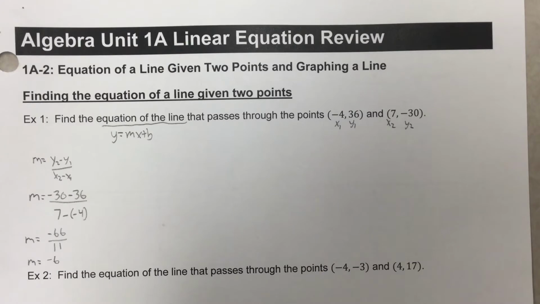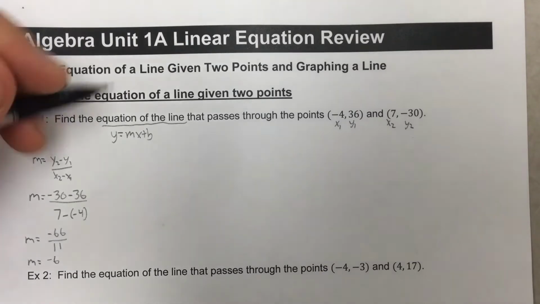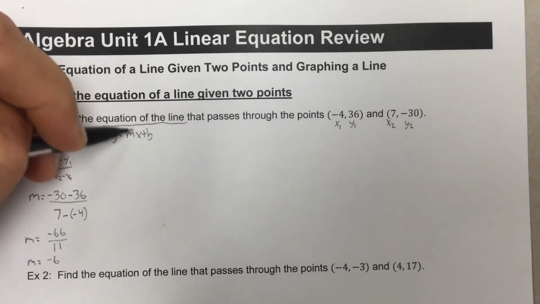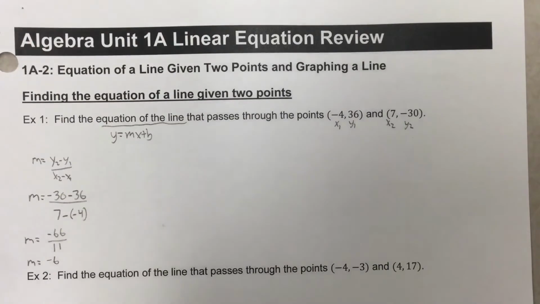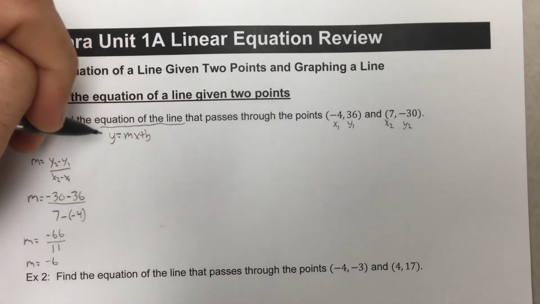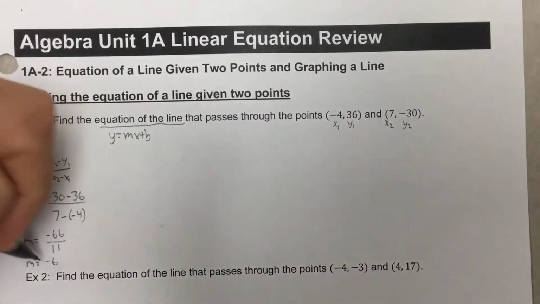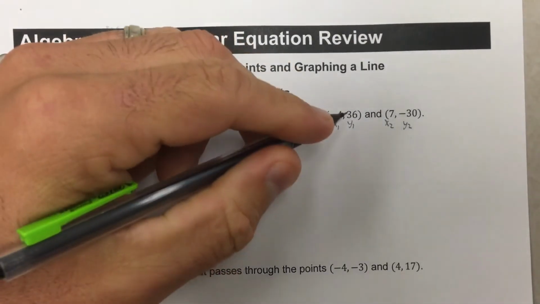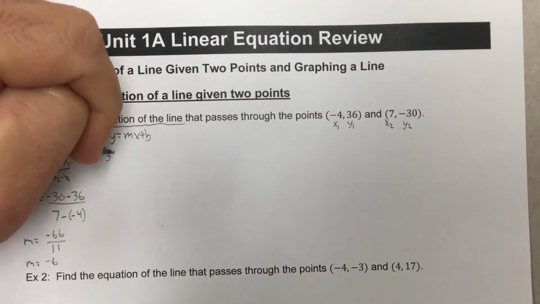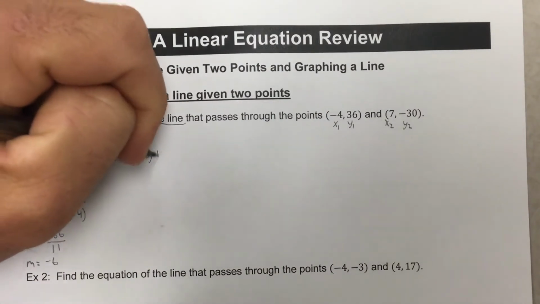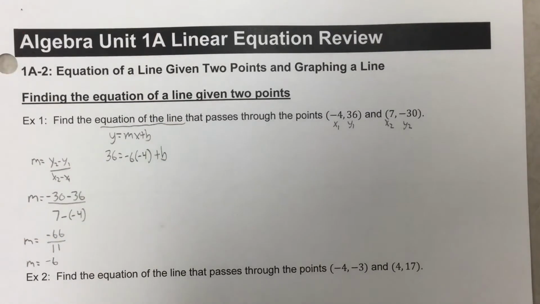Now that I have my slope, I just need to find my y-intercept, because remember, to write an equation, we always leave y as y, x as x. We need to find our slope and our y-intercept. So for that, I'm going to pick one of these points and plug in the slope for it. So I'm going to use the 1. So I'll do 36 goes in for y. My m is negative 6. My x is negative 4. And again, we want to solve for b.